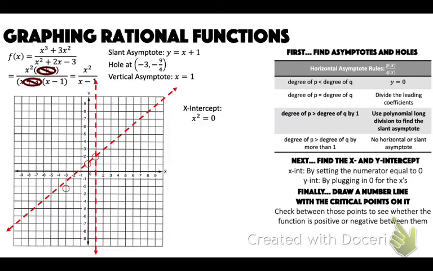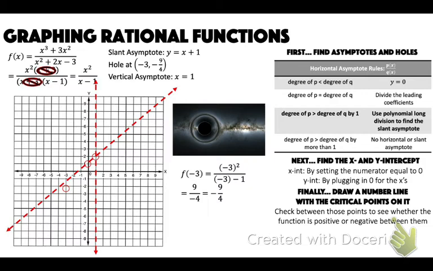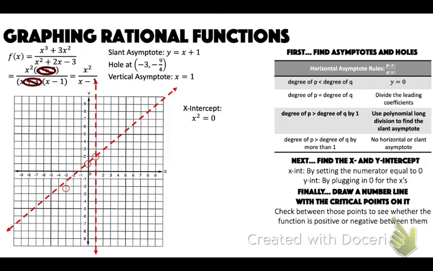And now we are going to find our x-intercept. So x-intercept, that's where you set the numerator equal to 0. So x squared equals 0, which means x must equal 0. So we have an x-intercept there at 0. For the y-intercept, I'm just going to plug 0 in, which 0 over negative 1 is 0. Which makes sense, because if the x-intercept is at (0, 0), the y-intercept is also (0, 0). Then we can graph this.